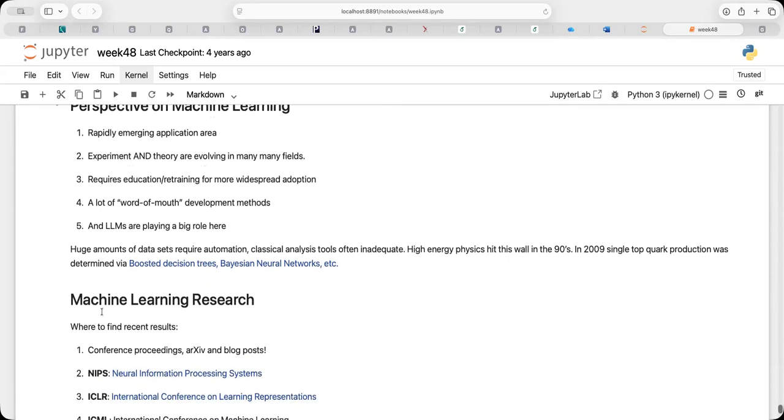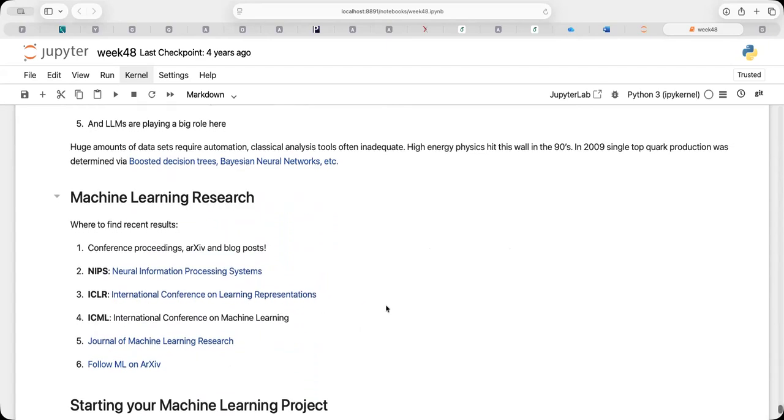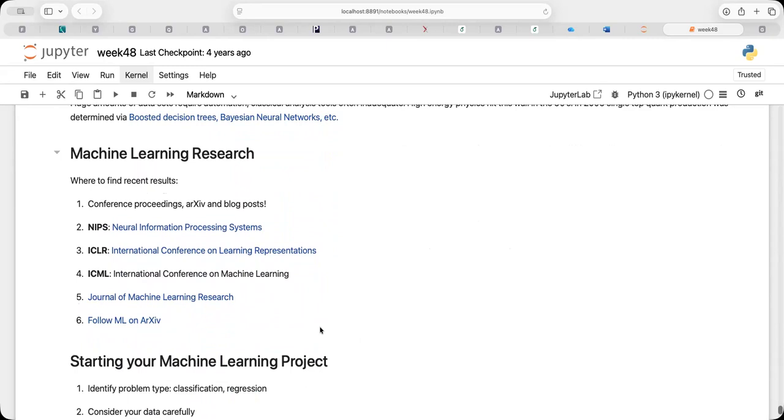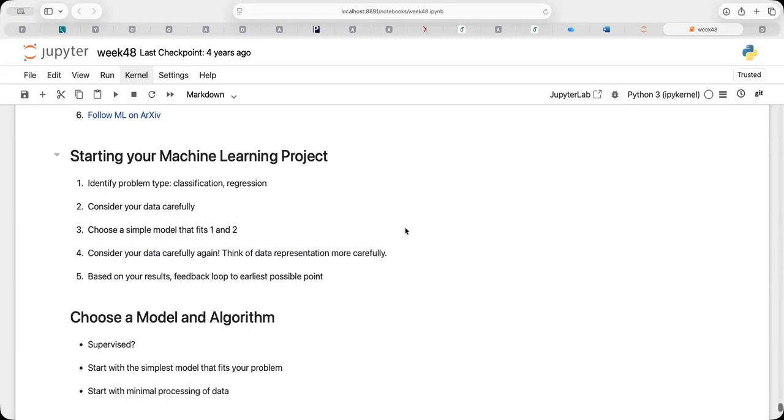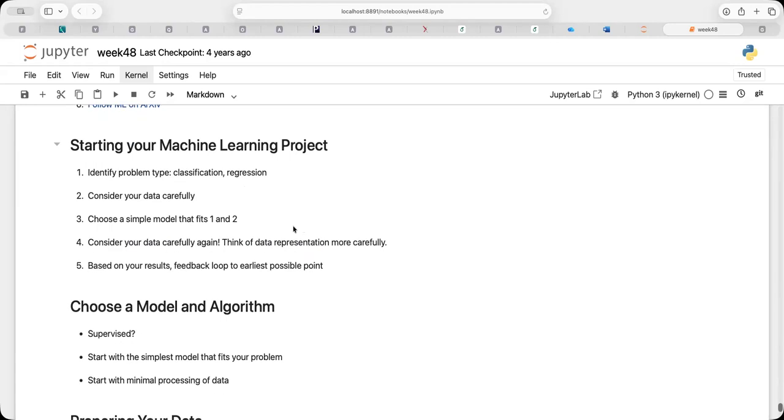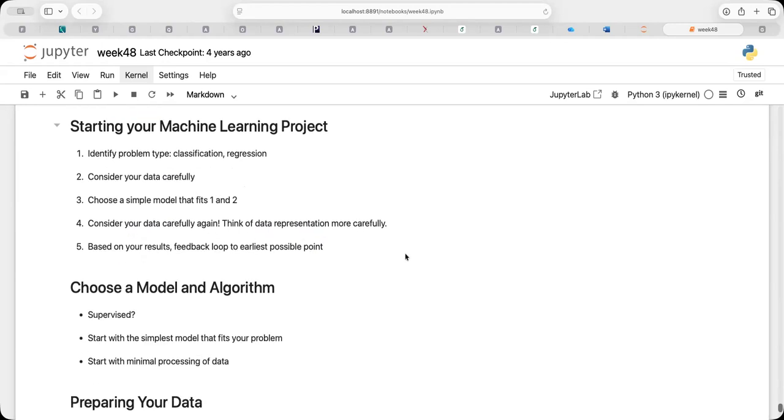Now, one thing, this just contains a long, long list of things. I invite you to take a look at it yourself. Typically, if you are starting a machine learning project, you have to first identify whether you want to do a classification or regression. Consider your data carefully, whether you need to scale, and how you should scale. You should choose a simple model that fits 1 and 2. That's often the best way of starting. And then you consider your data carefully again, and think of data representation more carefully, and based on the results, feedback loop to earliest possible point. So you can keep enlarging the model.